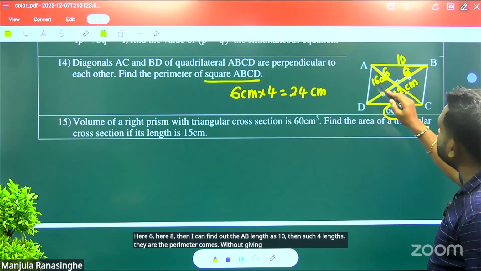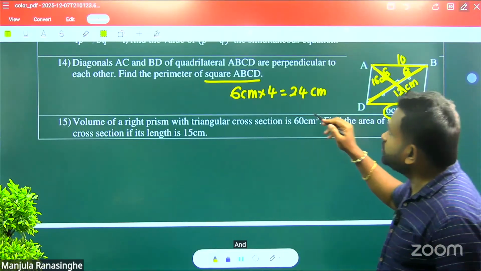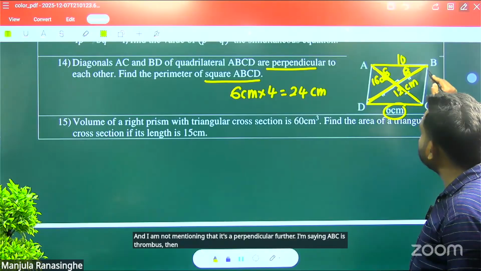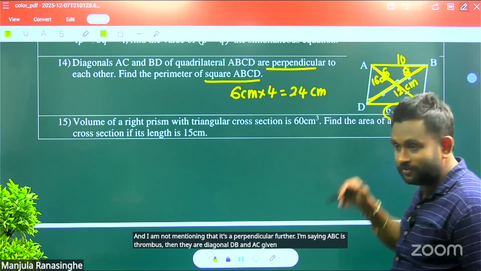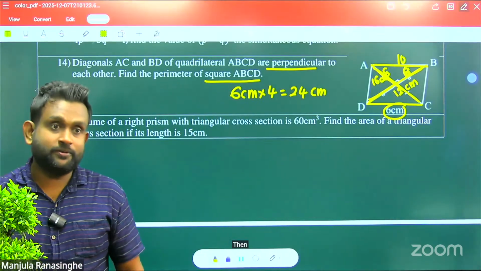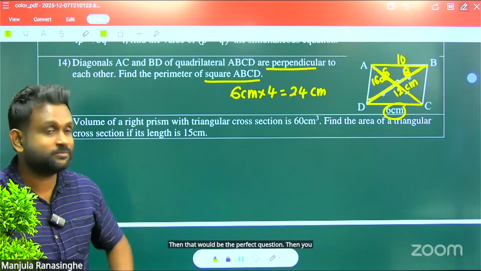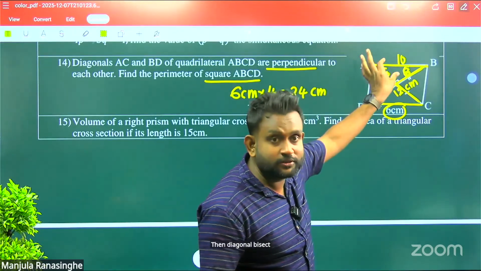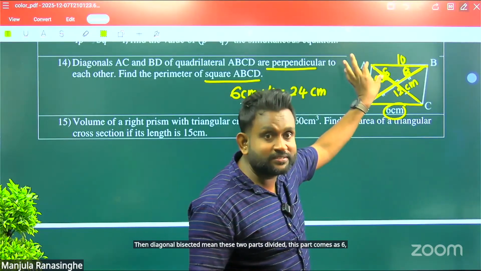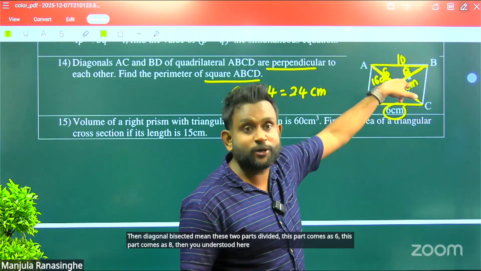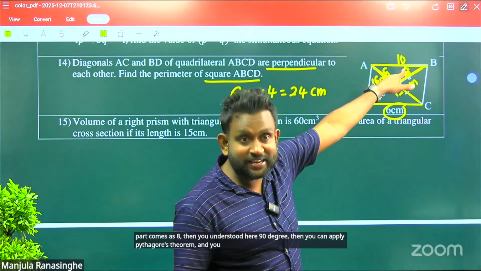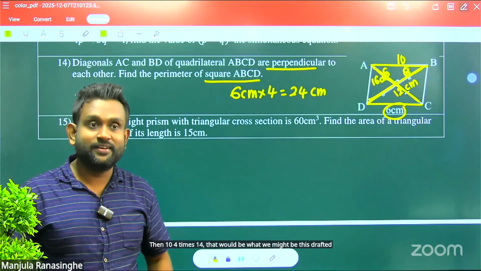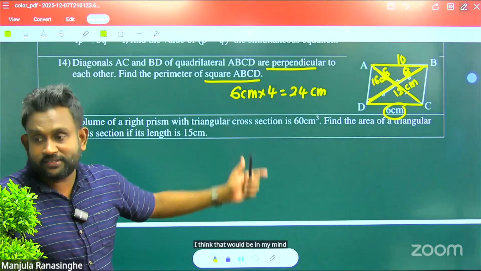Without giving this 6, I would give the diagonal lengths, and I am not mentioning that they are perpendicular. I say ABCD is a rhombus, with diagonals DB and AC given as 12 and 16. Find the perimeter. Then that would be the perfect question. Then you identify two concepts: the diagonals bisect each other at 90 degrees. Diagonals bisected means these two parts are divided: this part comes as 6, this part as 8. Then you understand it is 90 degrees, you can apply Pythagoras theorem and find side length 10. Then 10 four times, 40. That is what we had in mind. This was drafted last year, but it doesn't appear here.